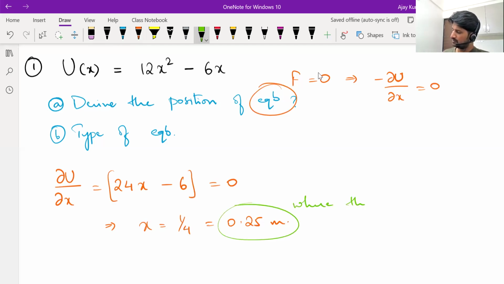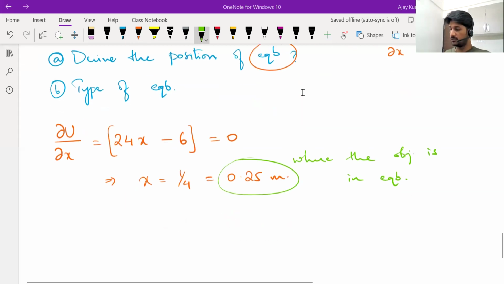This is where the object is in equilibrium, because at this value of x, the first derivative of potential energy is becoming 0. First derivative of potential energy becoming 0 means force becoming 0, and that is what equilibrium stands for. So equate the first derivative of potential energy to 0, and you'll identify the position of equilibrium. Now you have to check whether it's stable, unstable, or neutral.